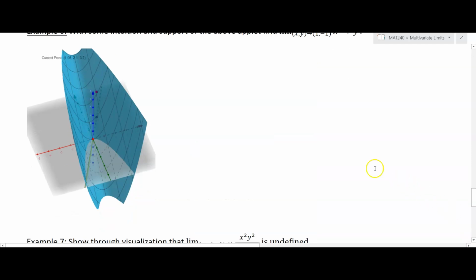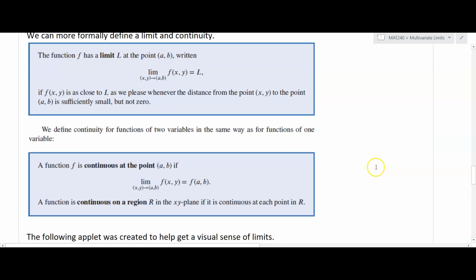Now we can more formally define this limit. We're not going to be working at a very daunting level with this stuff, because there's a lot of cool and interesting things going on. But just to introduce the notion, the definition is kind of the same as the two-dimensional limit. The function f has a limit L at the point AB. So basically, the visualizations that we've just drawn show that if you could approach that point from any direction for that surface, you always end up at the same finite L value. f of xy is as close to L as we please whenever the distance from the point xy to the point AB is sufficiently small, but not 0.